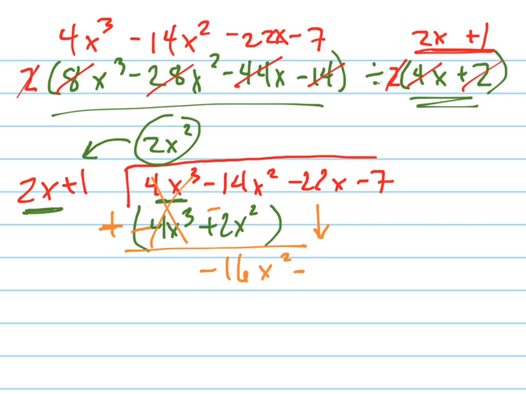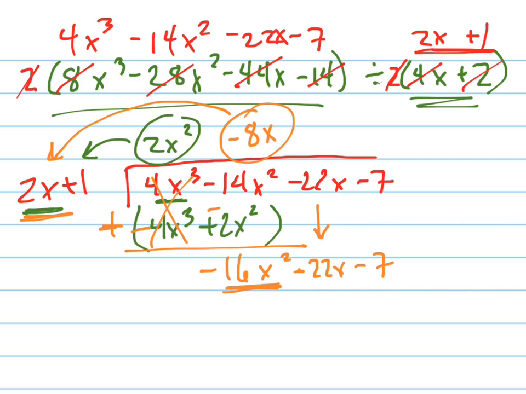Now I'm going to bring down the next thing. You could bring down the 7 also, but that 7 doesn't really matter right now. Now I divide this by this and put it up here, which is negative 8x. Multiply that negative 8x by those things, put in parentheses, I get negative 16x squared minus 8x. Change colors of pen so you can see what I'm doing. Just distribute the negative in, add straight down, that goes away, which is better.